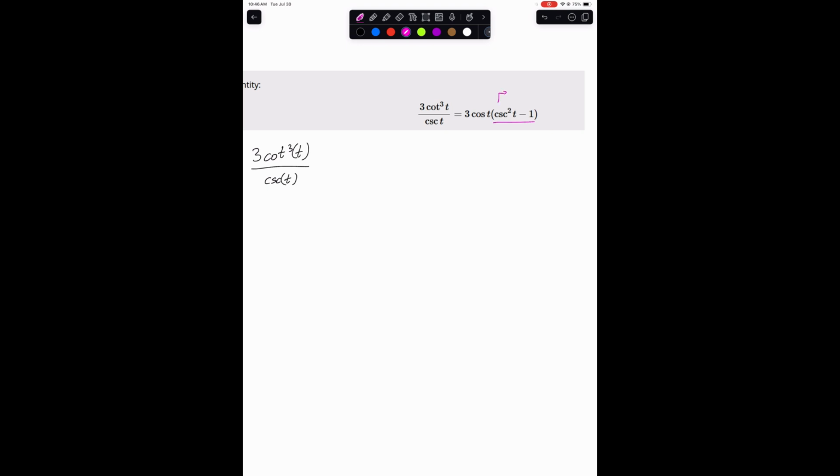Now, when I look at my right side, my result, I notice this thing right here, and this reminds me of a law where cosecant squared equals cotangent squared plus 1. That means this pink here is actually equal to cotangent squared.